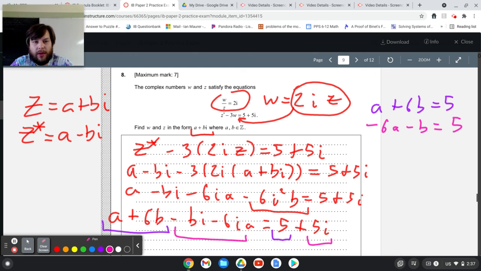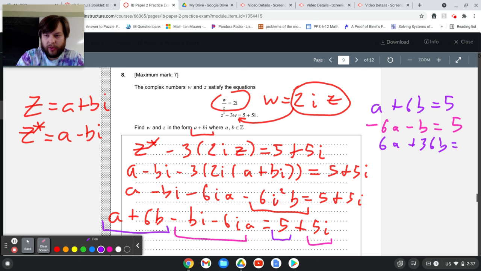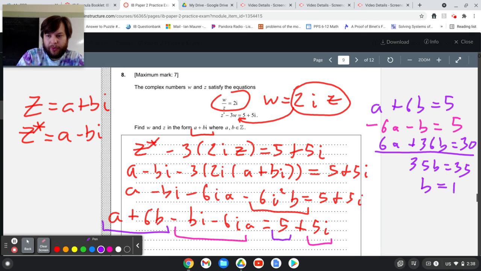So a couple ways you could approach it here. You could multiply the purple equation by 6 and write 6a plus 36b equals 30, and add those together, and then you have 35b equals 35, telling you b is equal to 1. Once you have b is equal to 1, you should be able to see that a has to equal negative 1.